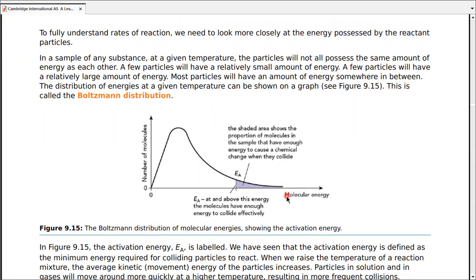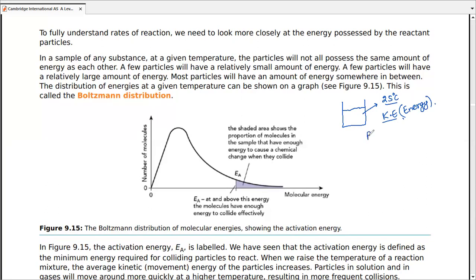So in a sample of any substance at a given temperature, the particles will not all possess the same amount of energy. I usually tend to bifurcate it for my students. So instead of what we have here in the book, I'd like to give you an explanation of what's happening in the background. Let's say we have a liquid in a beaker at a specific temperature, let's say 25 degrees centigrade. Students tend to understand that all the particles in the liquid have the same amount of kinetic energy. That's actually not true. Even if I don't talk about kinetic energy and simply use the word energy, a broader term, even then that won't be true.